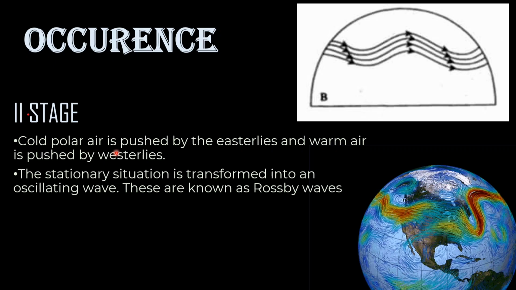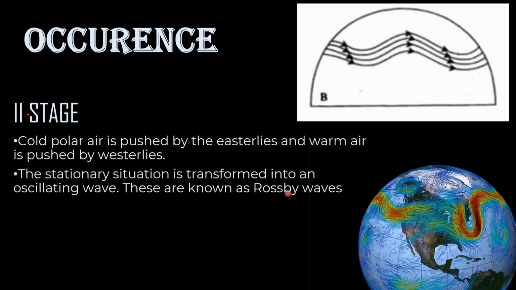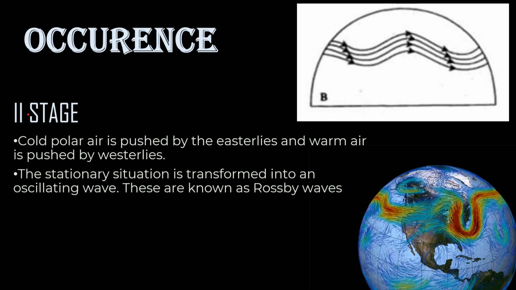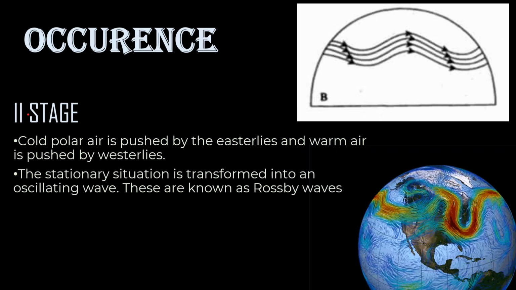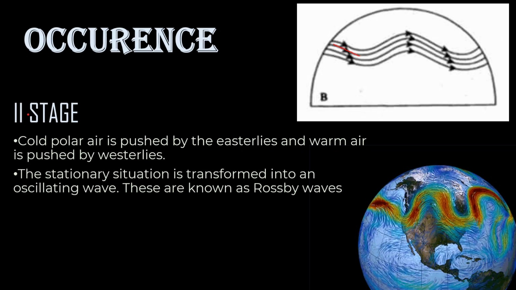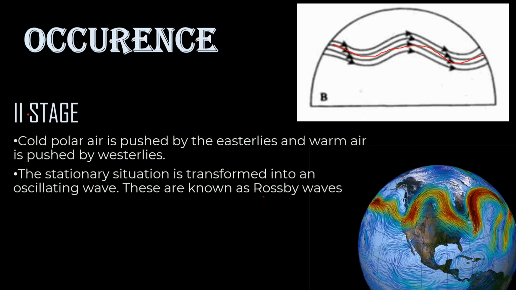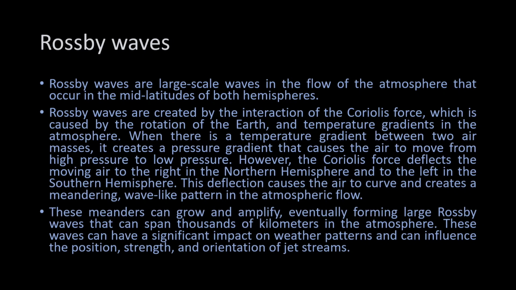So what will happen in the second phase? The stationary situation is transformed into an auxiliary wave. Once it is a stationary situation with no disturbance, now it changes and transforms into an auxiliary wave. These auxiliary waves are called Rossby waves. So what do we mean by Rossby waves?